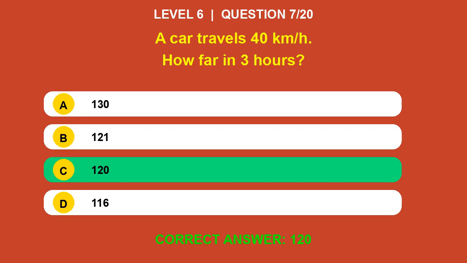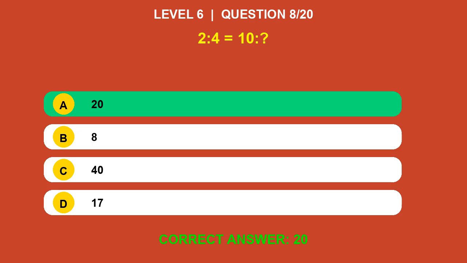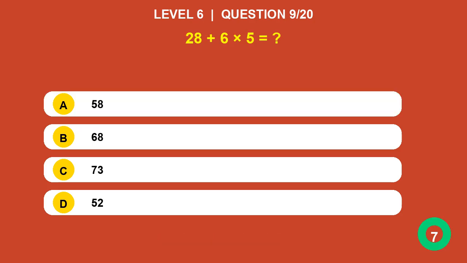Answer is 120. 2:4 equals 10? Answer is 20. 28 plus 6 times 5 equals?